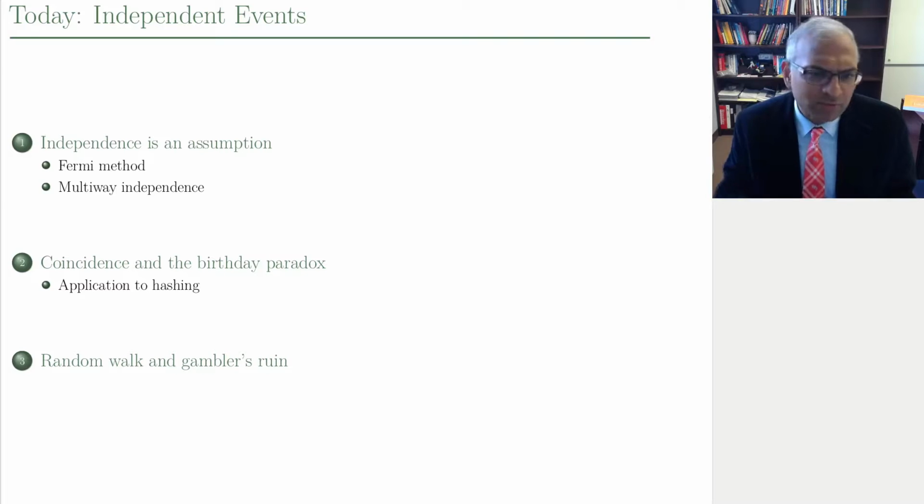Starting with the Fermi method, which is a very good technique for approximating things. And then we'll talk about the birthday paradox, which has an application to one of the most famous algorithms in computer science, hashing. Without hashing, lots of practical applications just would take too long. And then we're going to talk about the random walk and the gambler's ruin problem. And you definitely want to avoid the gambler's ruin. So let's move to the board and get going.